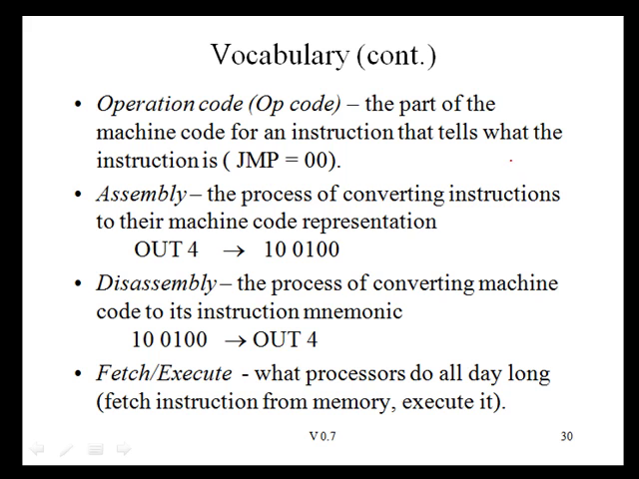Continuing our vocabulary review, the operation code is the part of the instruction, the part of the machine code that tells what the instruction is. For example, for the jump instruction, the opcode was a 0-0. Assembly is the process of converting instructions from their human readable form, such as this, to their machine code form, such as that. Disassembly is the reverse process. Given some machine code, convert that to its human readable form. We talked about the fetch execute cycle. This is what processors do all day long. They fetch instructions from memory and then they execute it.